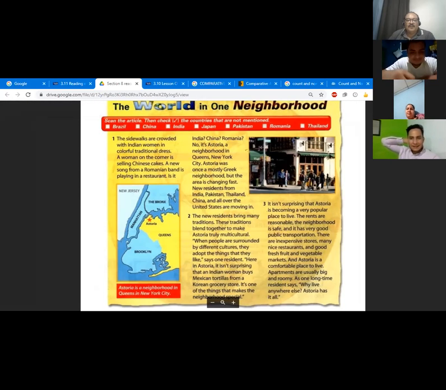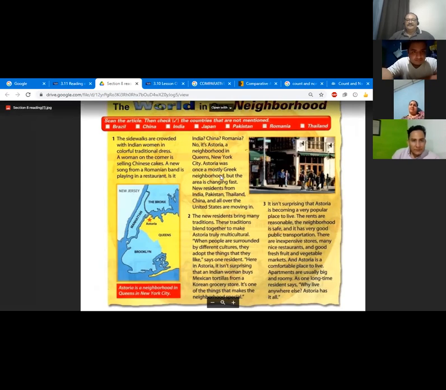Where are the words changing fast? The two words, changing fast. Number 1. Number 1, right? You can find it here. Okay, so this is the activity, this is the exercise when you are scanning information, right? Scanning information.